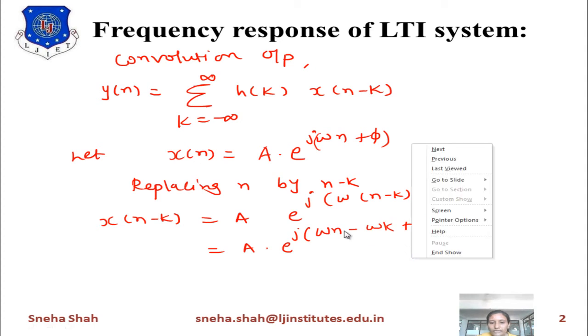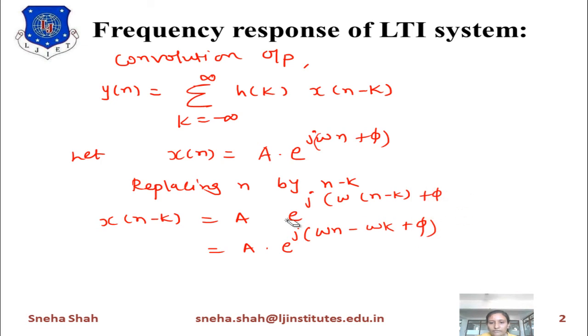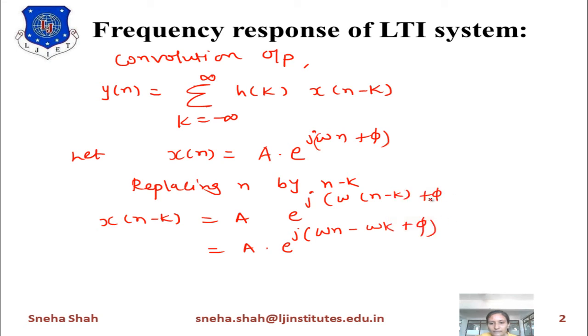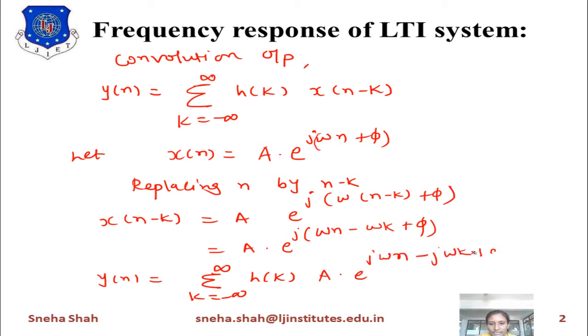Now if we put this value in the above equation, it becomes y of n equals summation k equals minus infinity to infinity, h of k as it is. Instead of x of n minus k we put this term, that is, a into e raised to j omega n minus j omega k plus phi, right?